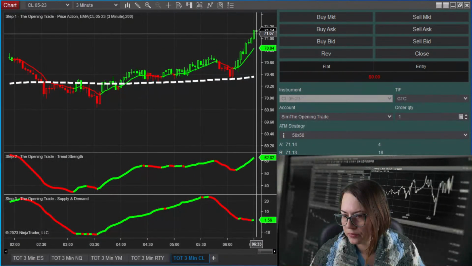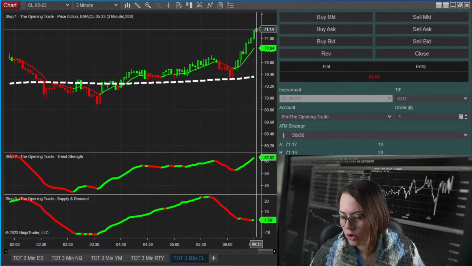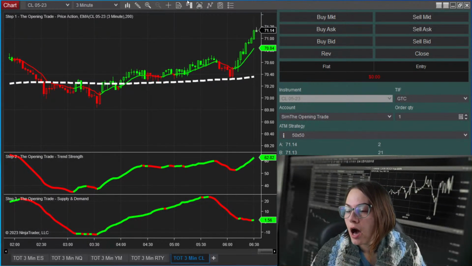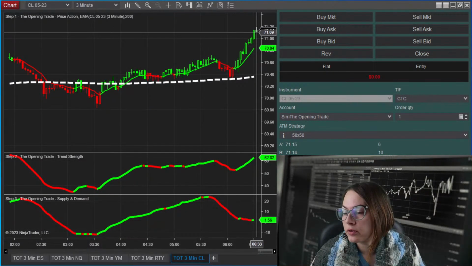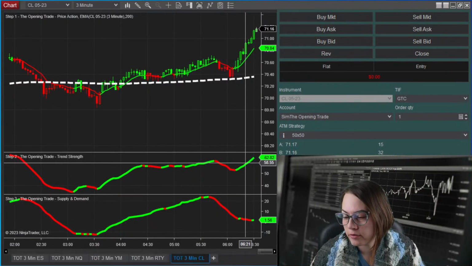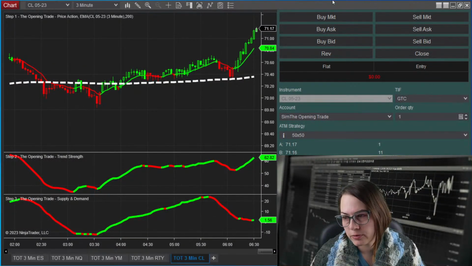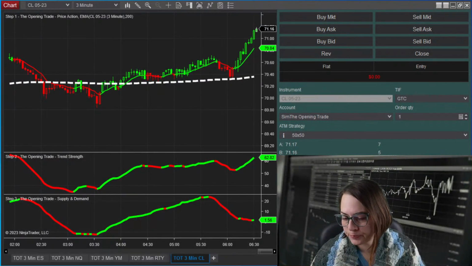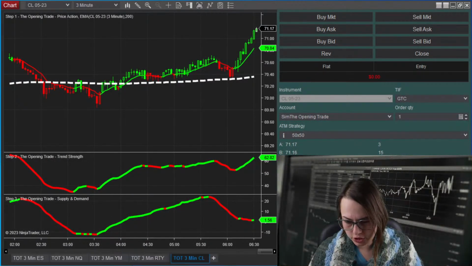So for the crude oil, once the market pulls as far above the 200 period EMA as it's going to, and when I see a red candle, a red step 2 and a red step 3, that's when I would like to get into a manual trade there. The market did just open.